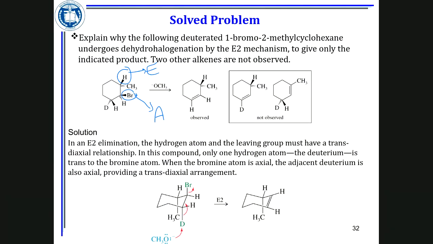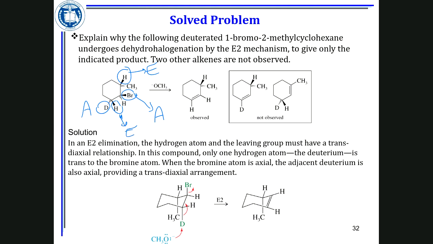Now, out of these two, D is also axial. In this adjacent carbon, if you move up counterclockwise, CH3 is in the axial position. Elimination is a dehydrohalogenation. You are removing halogen and you are removing hydrogen. So you're not removing CH3, which is in the axial position. So you have to go clockwise. You have choice of hydrogen in the equatorial or D in the axial.